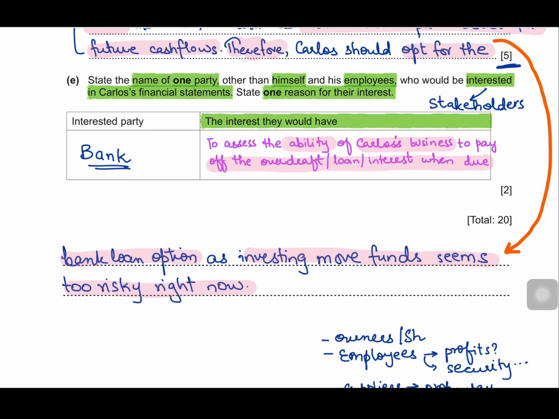You can write about government as well, that they would want to know about the cash flows, the liquidity, and the profitability of the business, so that they can estimate or calculate the amount of corporation tax which is applied on the profits of the business that they will be receiving.